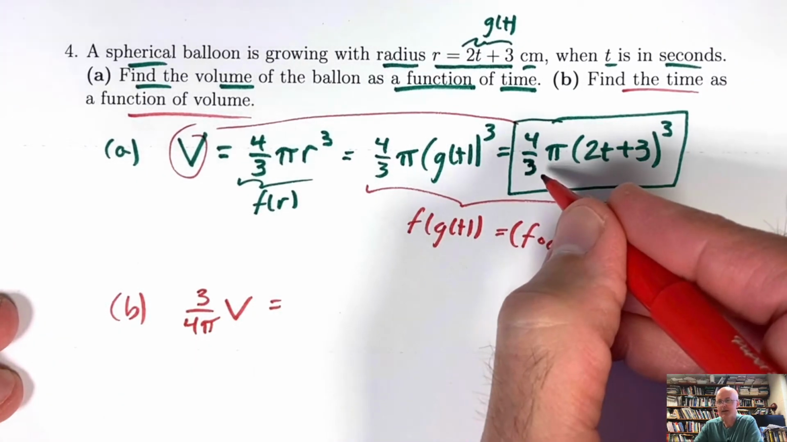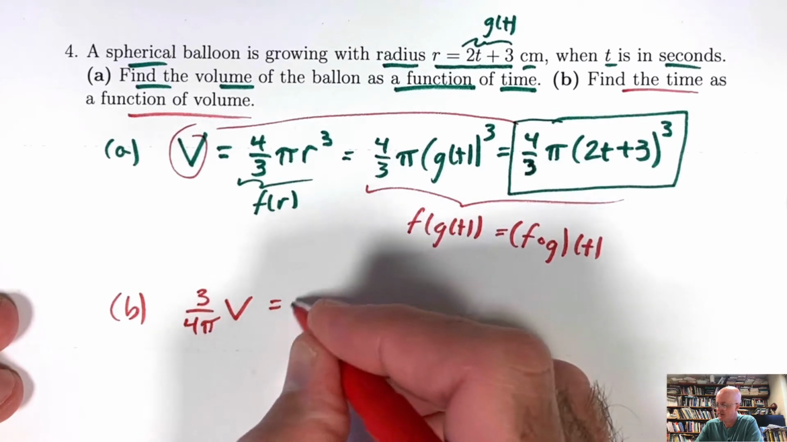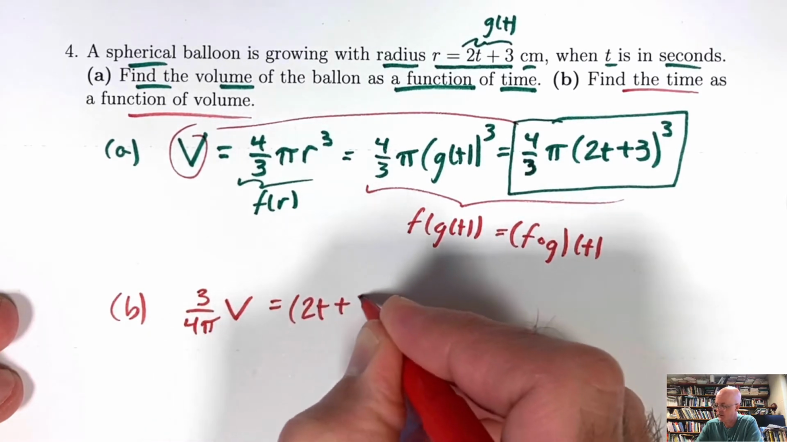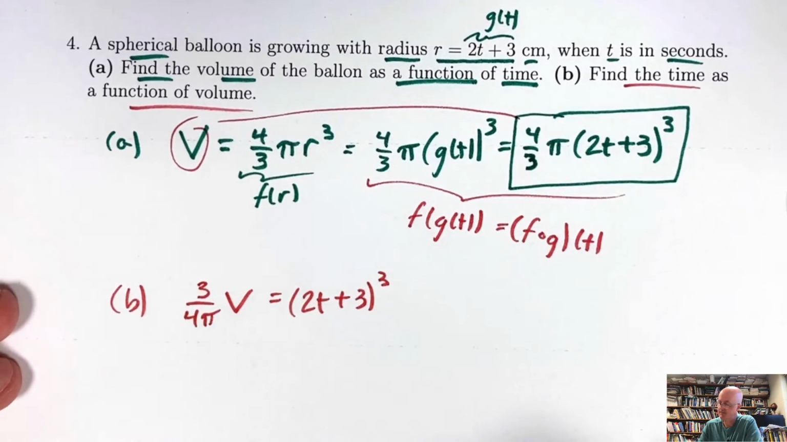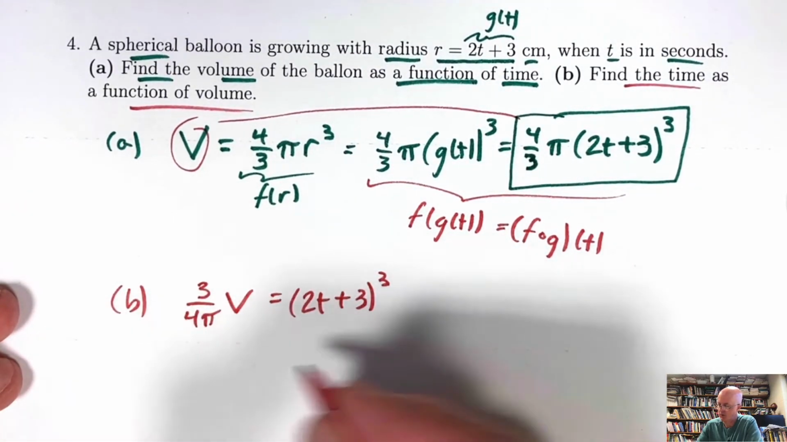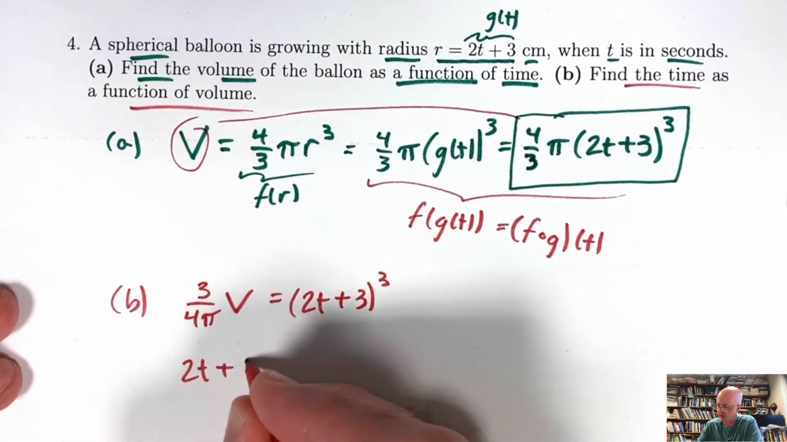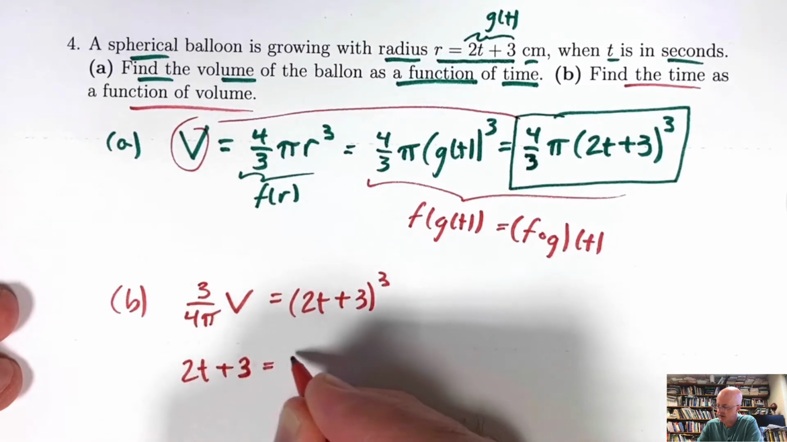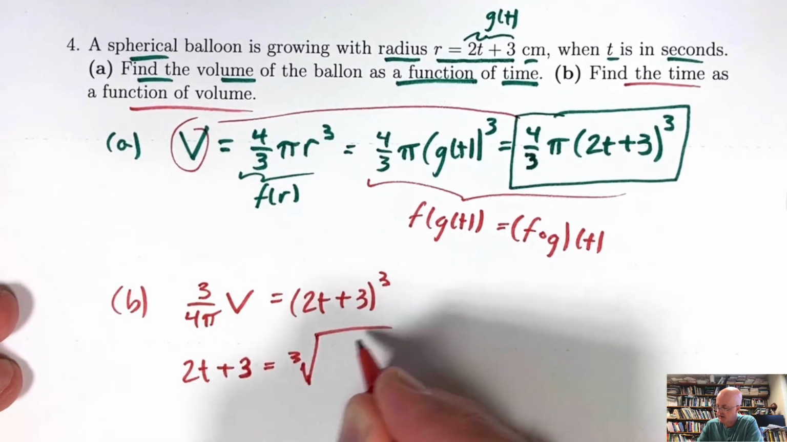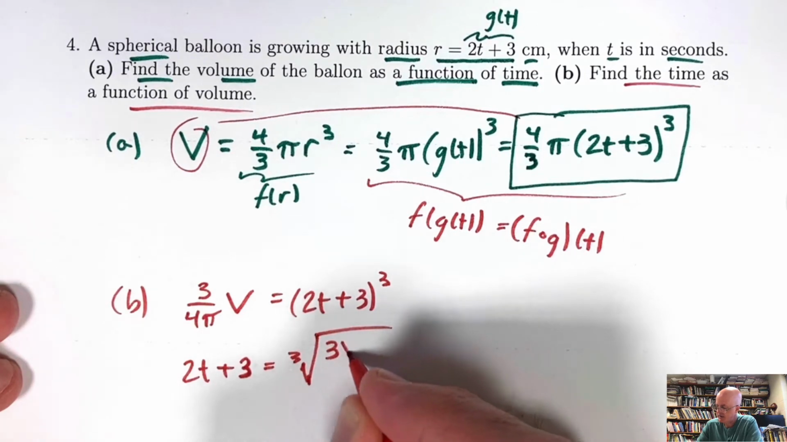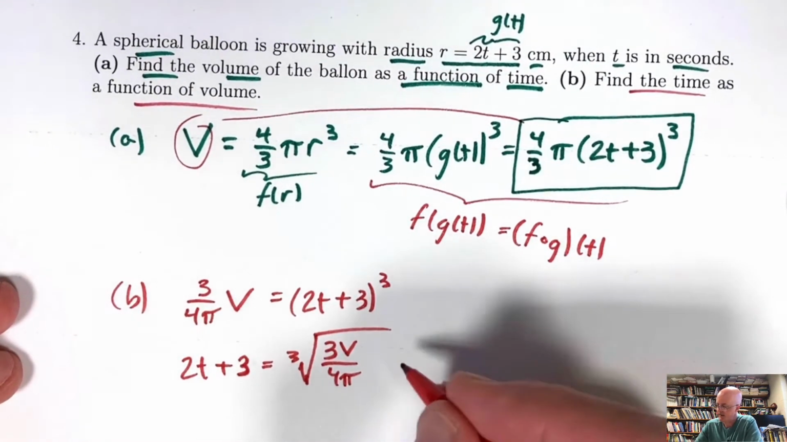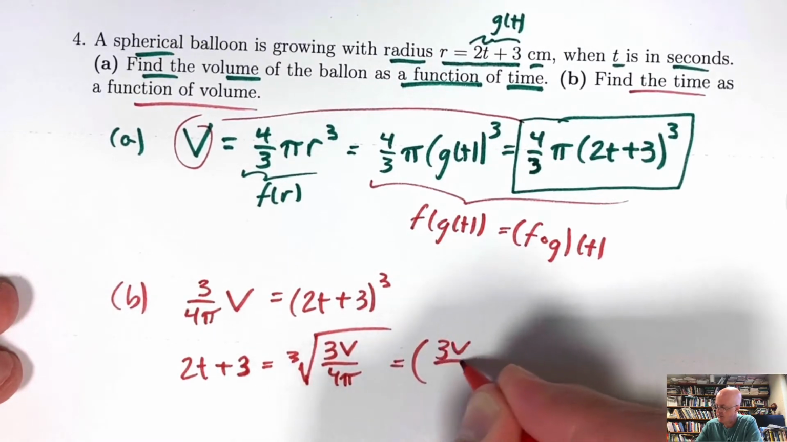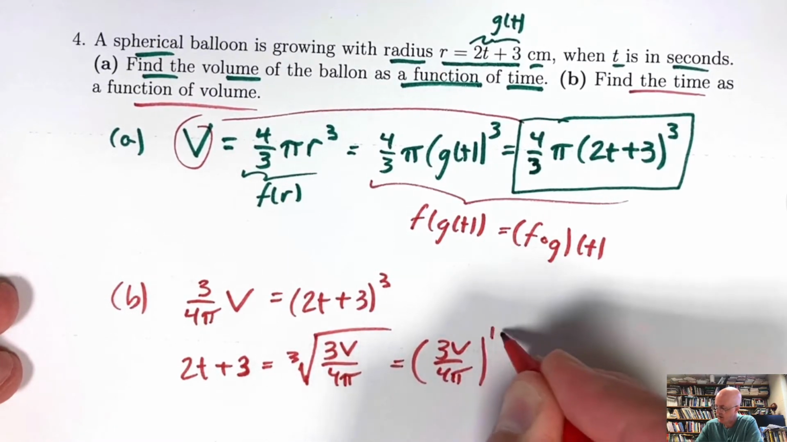And on this side, it'll get cancellation. And I'll just be left with 2t plus 3 quantity cubed. Now take the cube root of both sides. I'll switch the order of these things as well. 2t plus 3 is going to be the cube root of 3v over 4 pi. I could also write that as 3v over 4 pi to the 1/3 power if I preferred.